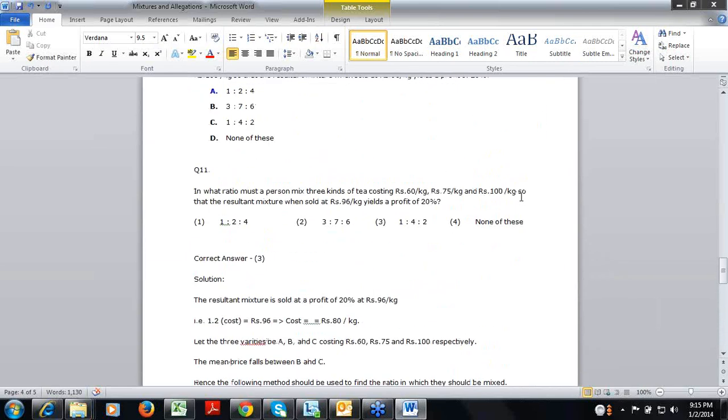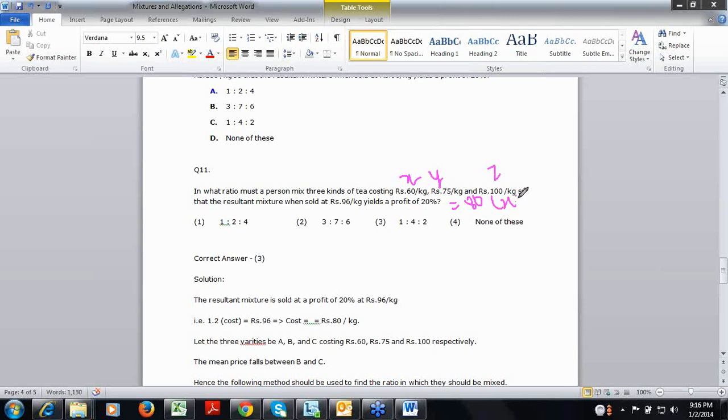Okay, time is up, so let's review the question. Question number 10 and 11 are the same, so I'll go ahead with question number 11 only. In what ratio must a person mix three kinds of tea costing 60, 75 and 100 so that the resultant mixture when sold at 96 per kg yields a profit of 20%? Same question we have done. 96 per kg yields a profit of 20%. That means cost price is 80. Now the ratio of quantities may be X, Y, Z.